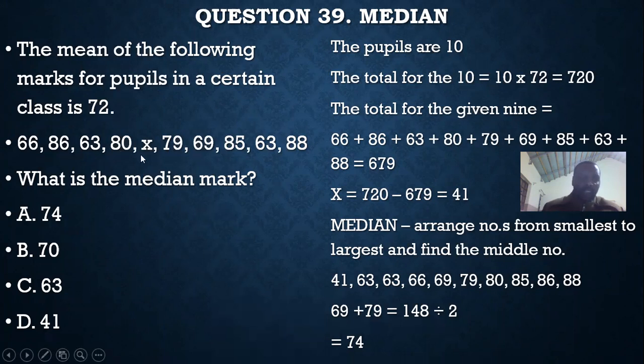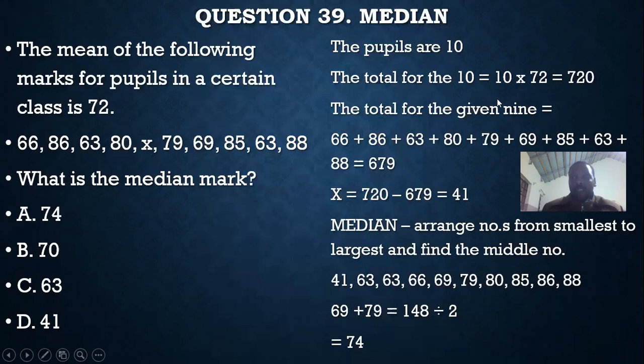When you look keenly, there's one who's not given, written by the letter X. So to get that X, we now add the 9 given. The ones who are given here: 66, 86, 63, 80, 79, 69, 85, 63, 88. We add all of them and we get 679.